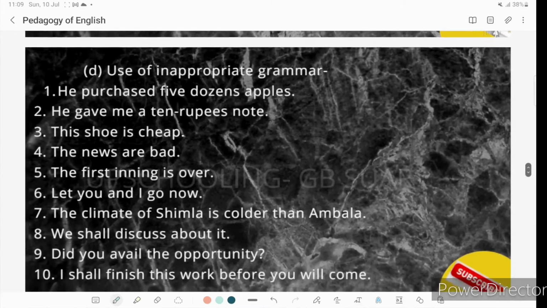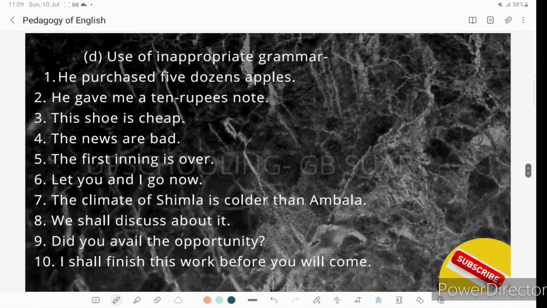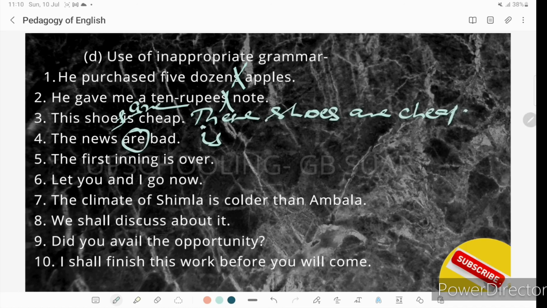Okay. Next, use of inappropriate grammar. So please go through them carefully. I'll just give a hint. He purchased 5 dozen apples. Purchased 5, यहाँ पर S नहीं होगा. He gave me a 10 rupees note. यहाँ पर S नहीं होगा. 10 rupee note. These shoes are cheap. Shoes are होगा. Is नहीं होगा. This is not are. This is is.